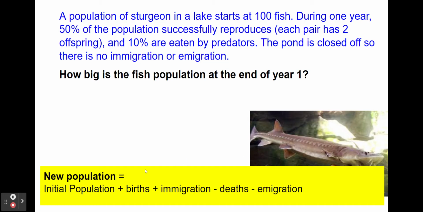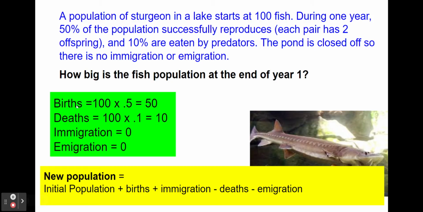How big is the fish population at the end of year 1? Okay, here's our same equation. New population equals initial population plus births plus immigration minus deaths minus emigration. Let's plug it in. Births is 100 times 50%, because 50% of our fish are replacing themselves or having a baby. So 50% of 100 is 50 new fish that are born. 10% of our fish are dying because they're eaten by predators. So 100 times 0.1, or 10%, equals 10.